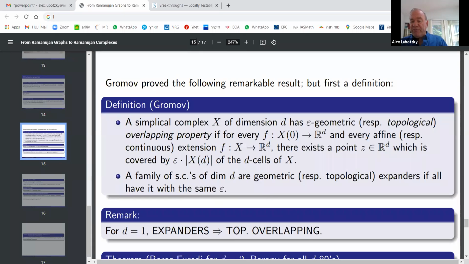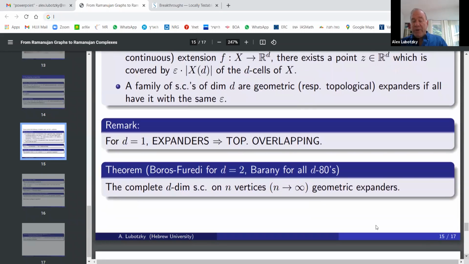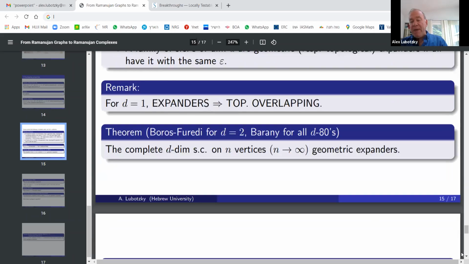Those of you who know the definition of expander graphs are invited to think why this is a generalization of this notion. Anyway, the theorem of Boros and Füredi for d equal 2 and Bárány for all d can now be said as: the complete d-dimensional simplicial complexes on n vertices are geometric expanders. They have this property.